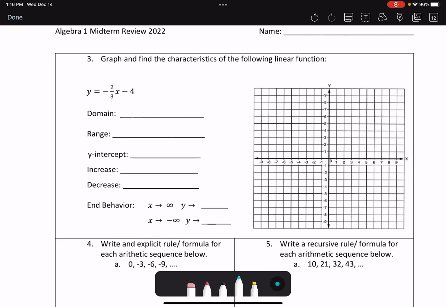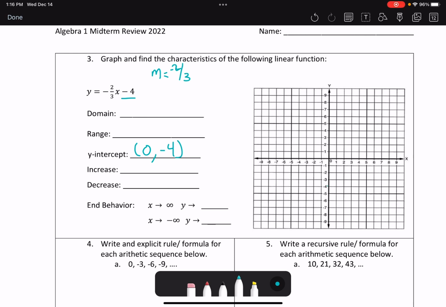In our next page, we're going to be graphing and finding the characteristics of the following linear function. So I've given you guys y equals negative 2/3 x minus 4. I'm going to go ahead and identify the y-intercept here because that's where we need to start graphing. So my y-intercept is at (0, negative 4). I also know that my slope is equal to negative 2/3.